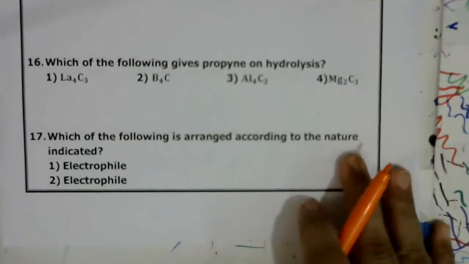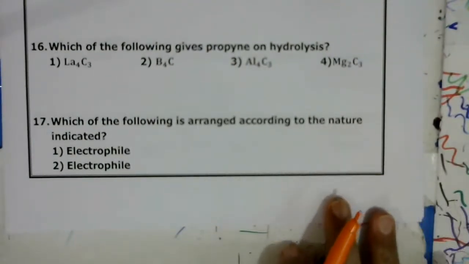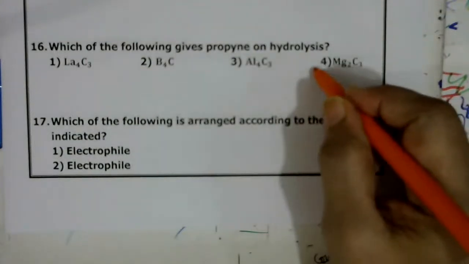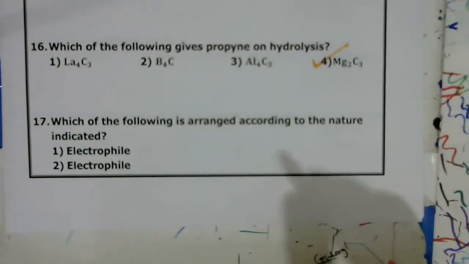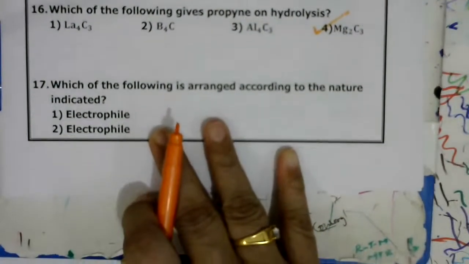Okay. Next. Question number 16. Which of the following will give propyne on hydrolysis? Propyne on hydrolysis means we can take a metal carbide like magnesium carbide. Magnesium carbide on hydrolysis gives propyne.